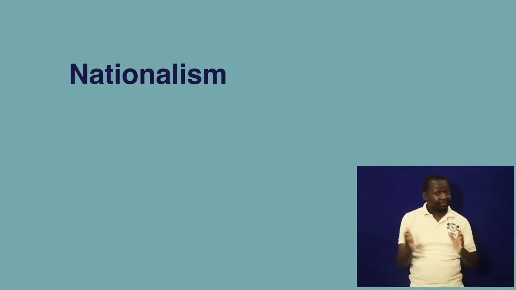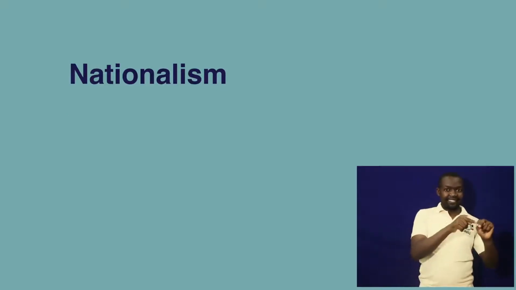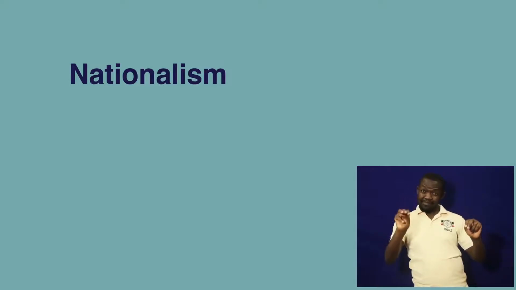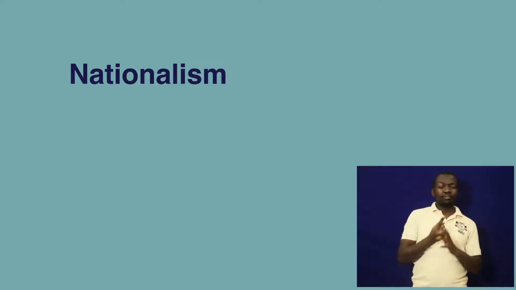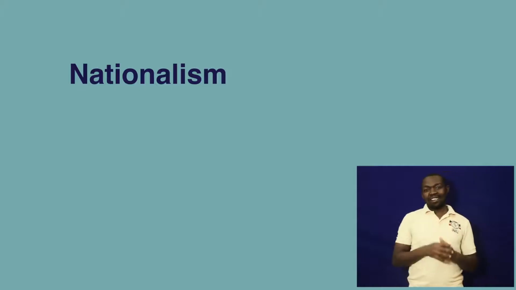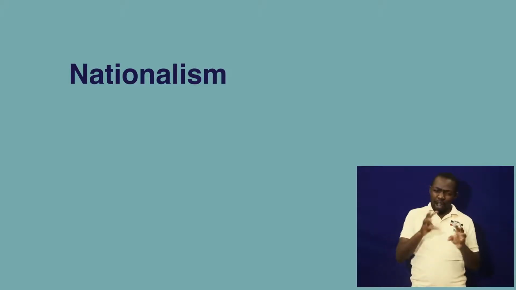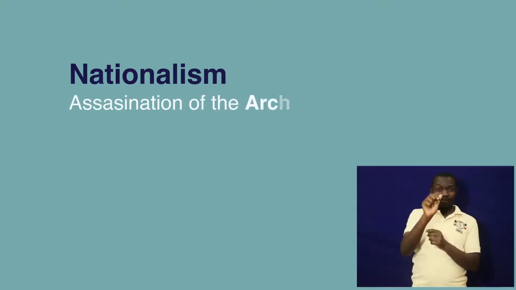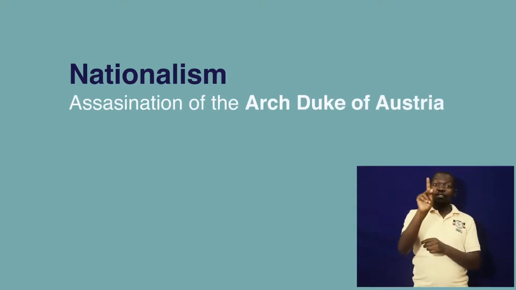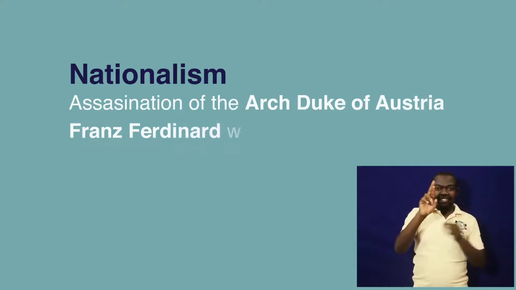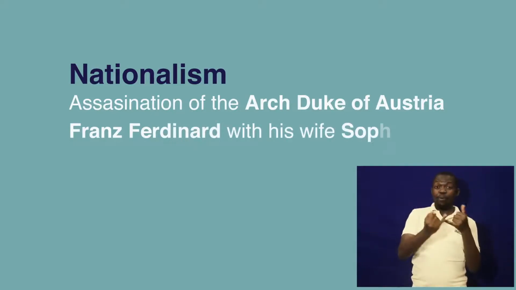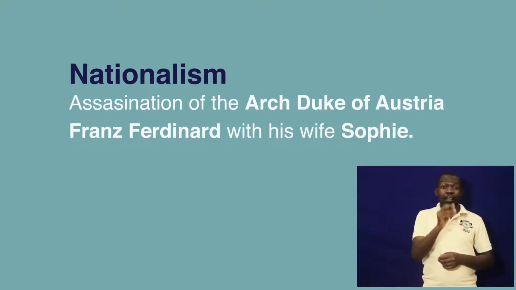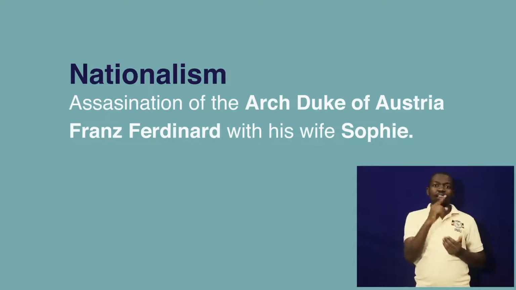Let's look at nationalism. We are saying that nationalism also caused World War I. So the most direct way nationalism caused World War I was through the assassination of the Archduke of Austria, Franz Ferdinand, with his wife Sophie. Ferdinand was the heir waiting for the throne of the Austro-Hungarian Empire, and he was killed.